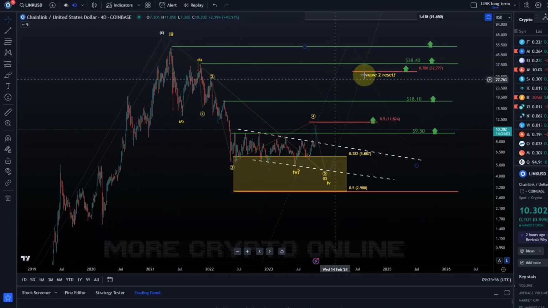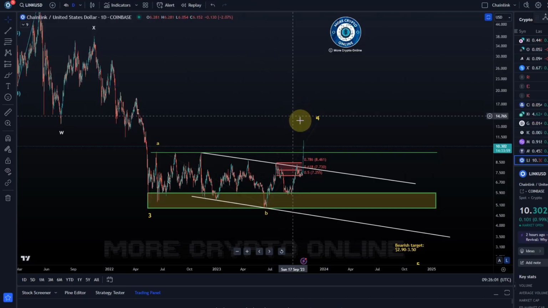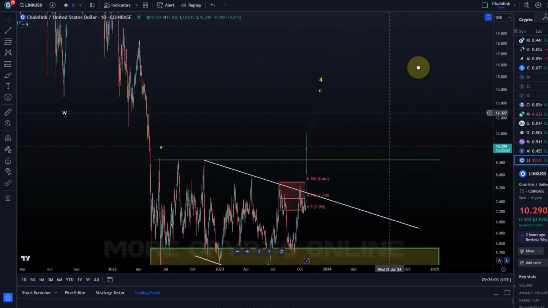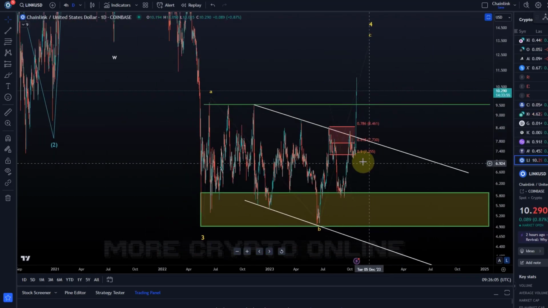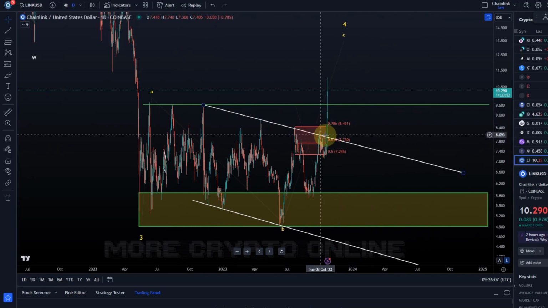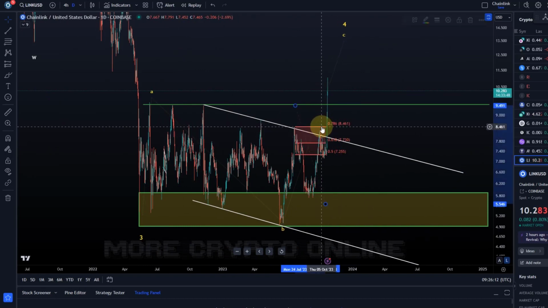Now let's talk about the shorter time frame wave count. Let's go to the shorter time frame Link chart, and here we can track the short-term uptrend. We can see that Link broke, first of all, above the descending price channel. I made you aware when it happened. Then we broke above the resistance, and I made you aware about the next breakout point at $9.50.